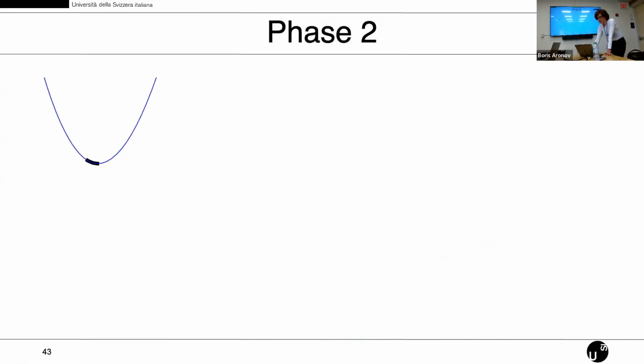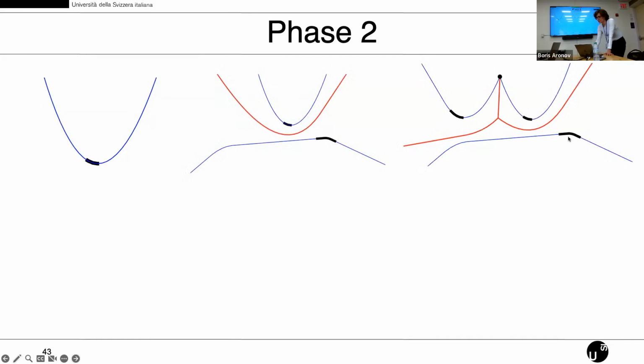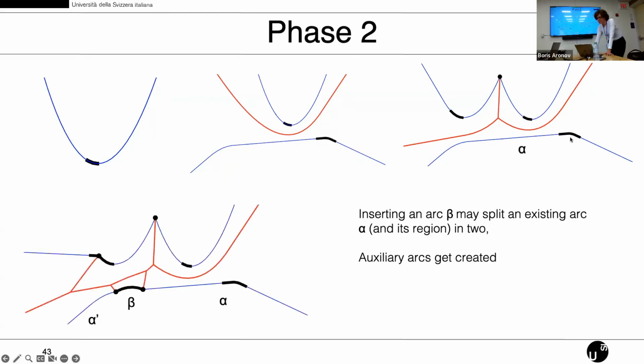And let me illustrate a little bit the phase two with an example. So here we are starting to insert arcs one by one. So here is the first arc. So we consider the entire bisector. Then we insert the next one. We continue inserting arcs. We build the diagram as we go using this Arc-insertion operation. Now, the interesting case is that when we are inserting an arc beta over this arc alpha, we may split it in two, and we create these auxiliary arcs.